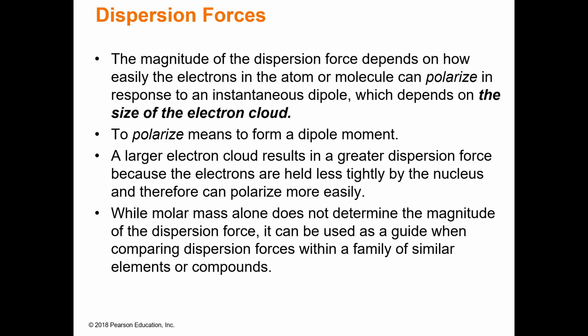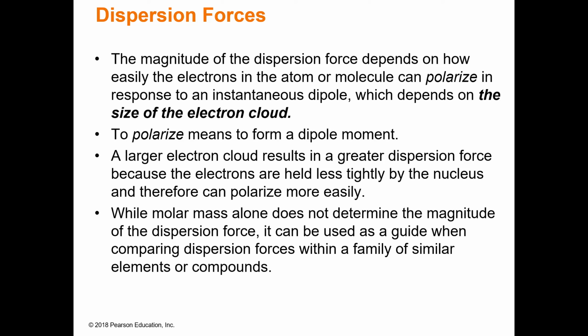The ease with which the electron cloud can shift is called polarizability. Larger atoms and molecules mean bigger, looser electron clouds, which correspond to more polarizable and stronger dispersion forces. In practice, within a family of similar drugs or molecules, those with higher molar mass may have stronger dispersion forces, making them less volatile and more likely to be liquids or solids at room temperature.